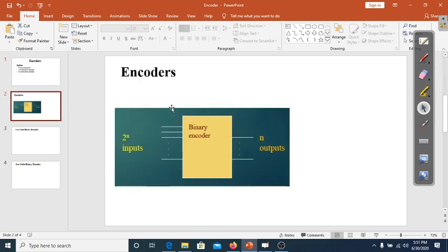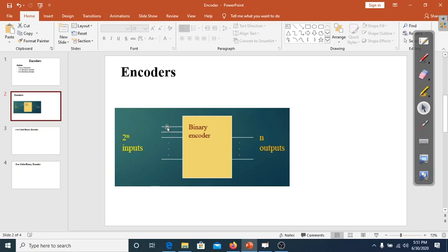Encoders are digital devices that are used to convert a signal or certain data into binary codes. As you are already familiar, the digital system only understands the binary code. Therefore, it is necessary to convert the discrete data into binary codes. So further, encoders are the combinational circuits that perform exactly the reverse operation of decoders.